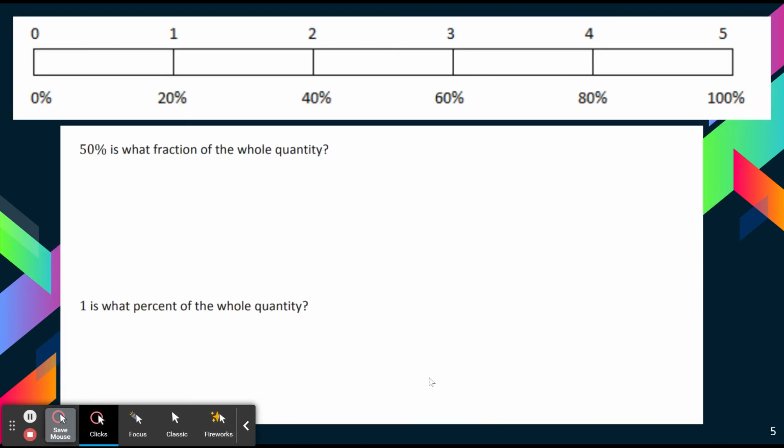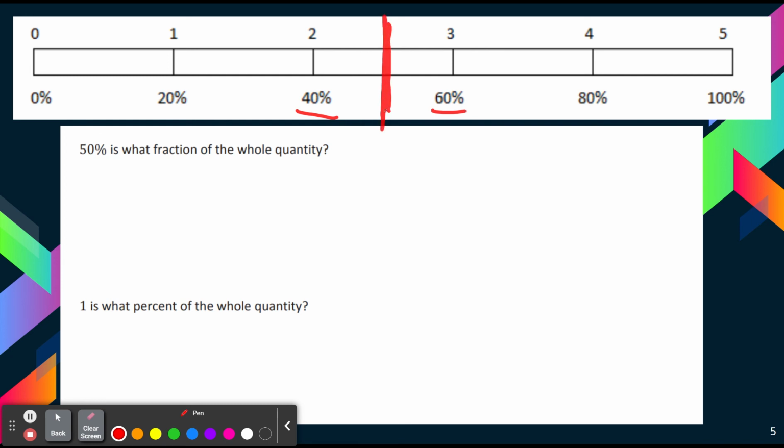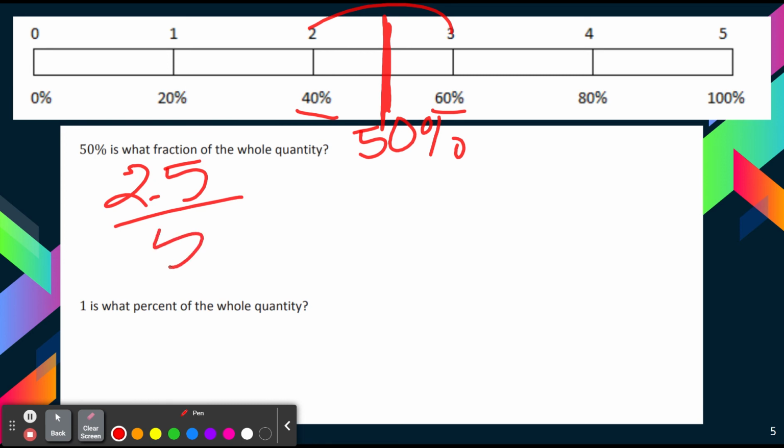Okay, now let's take a look at 50%. Well, 50% is not indicated on here. However, I can use the information that I have to identify where it is. So looking, here's 40, here's 60. I know 50% would be right in the middle of it. So that's my indicator of 50%. And I need to know the fraction of the whole. Well, it's in between 2 and 3, which means 2.5. So it is 2.5 out of 5, out of the whole 5.